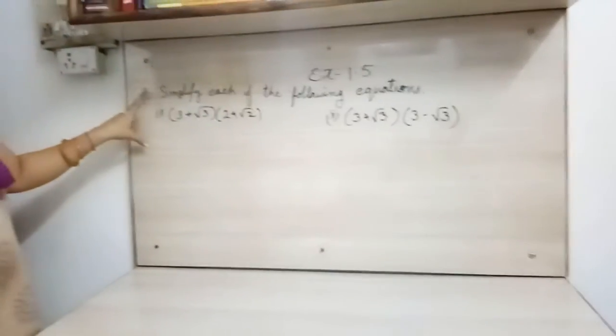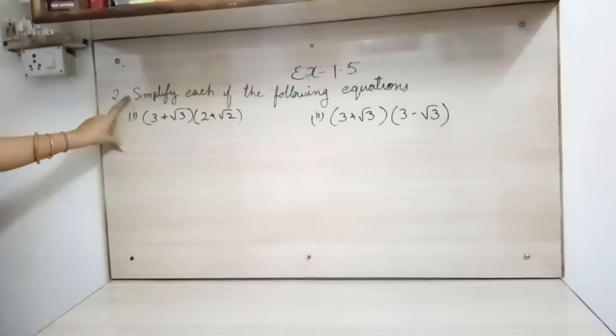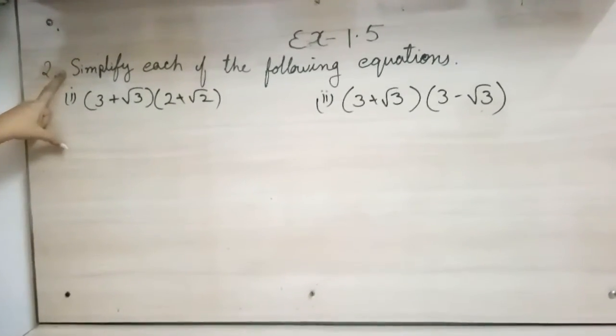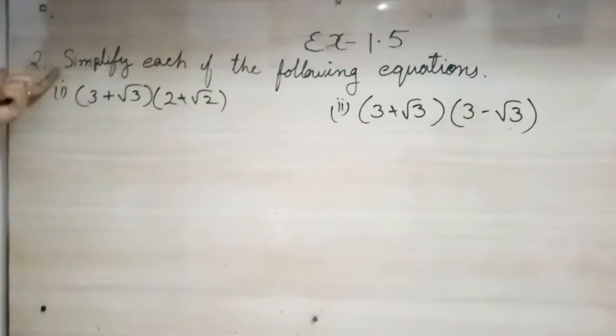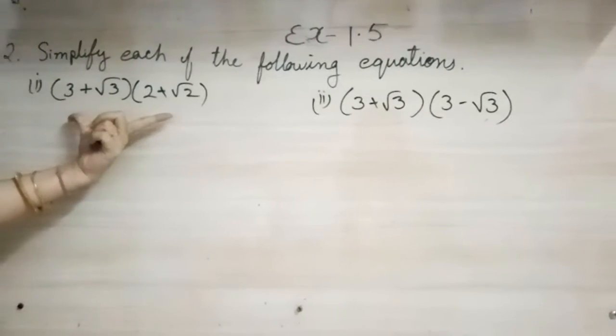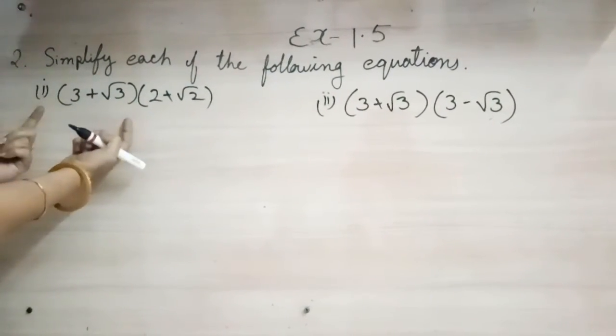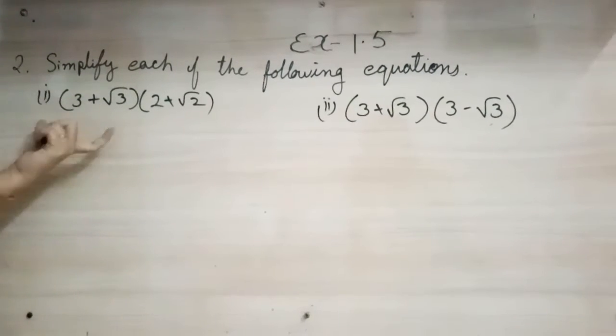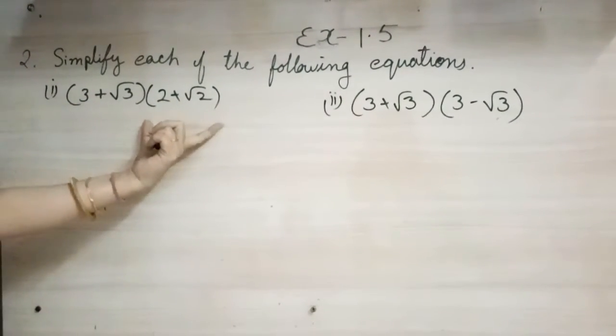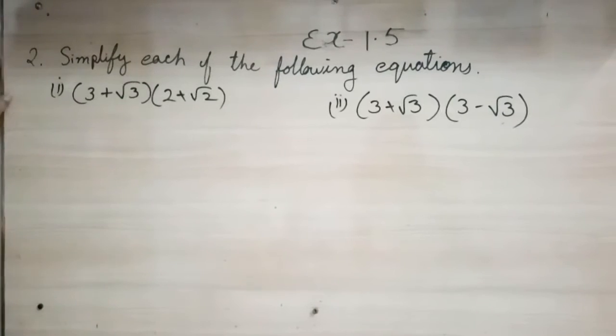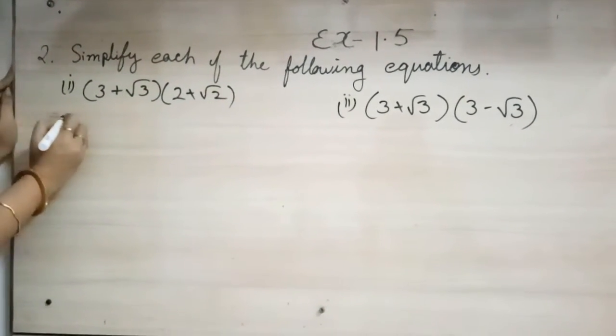Okay students, in this question, simplify each of the following equations. To simplify means to solve. When we observe it properly, the two terms are given in brackets and both are in multiplication. Nothing is common here, so we cannot use the identity, but we have to multiply. So we will do simple multiplication.